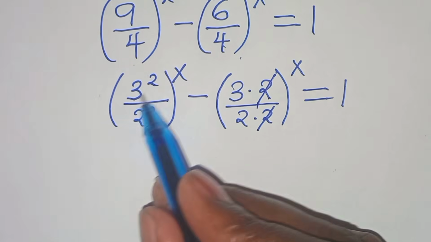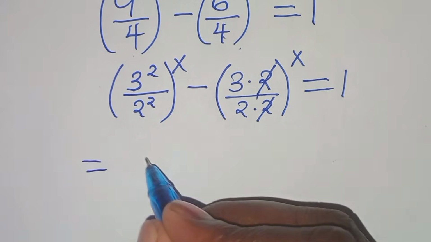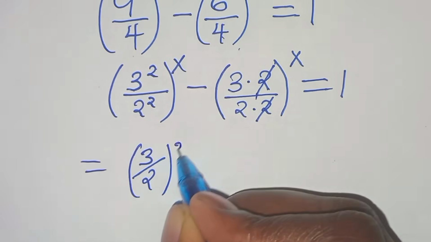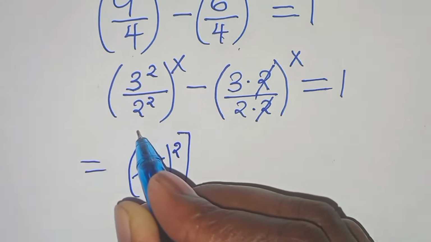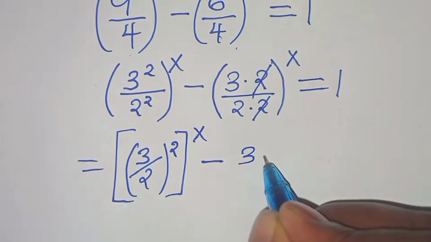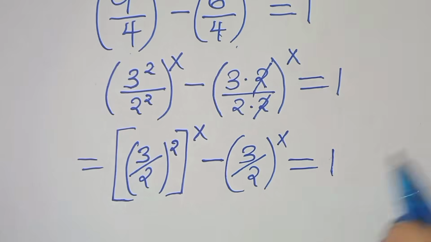And here we have 3 to the power of 2 over 2 to the power of 2, which we can express as 3 over 2 raised to the power of 2. Then everything here raised to the power of x. Then subtract 3 over 2 raised to the power of x. This is equal to 1.